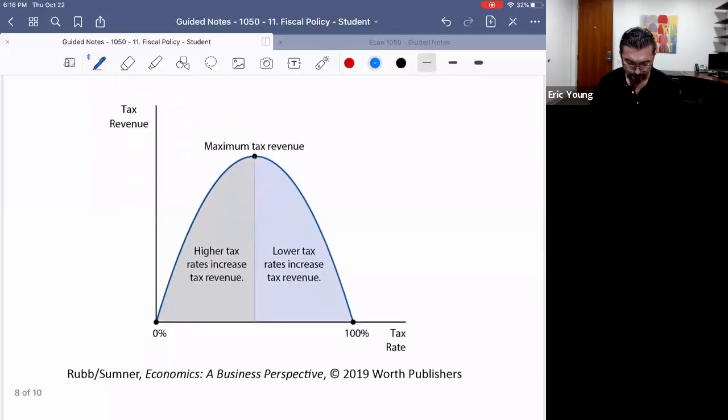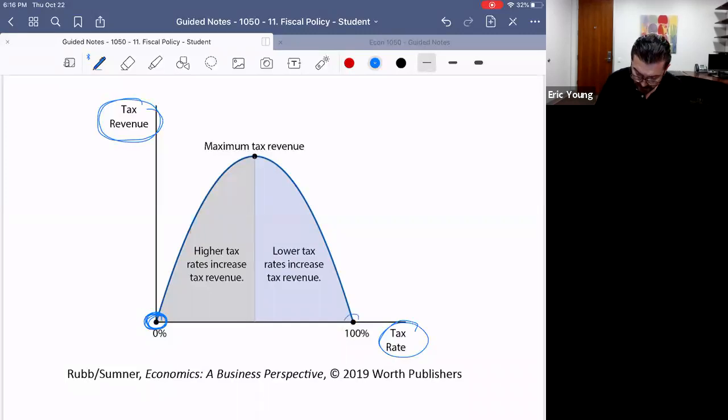You see the curve here. You have on this axis tax revenue, which is the amount of money the government will bring in based on different tax rates. And you see down here the tax rate. Notice the two extremes. If the government were to set the tax rate at 0%, they would bring in no tax revenue because you would keep everything you earn. So here's one extreme case.